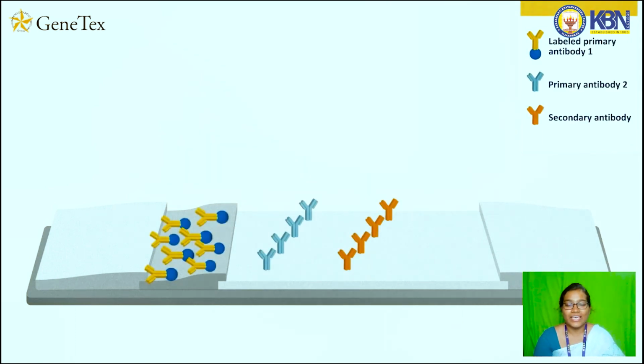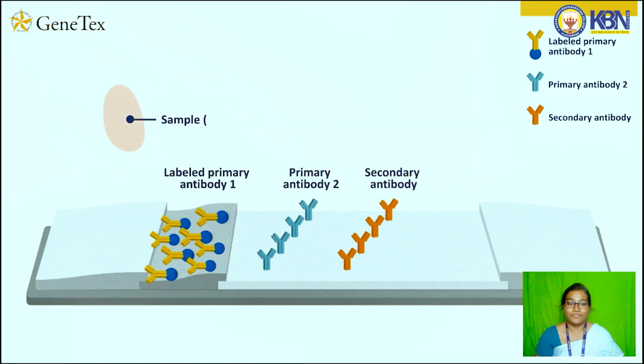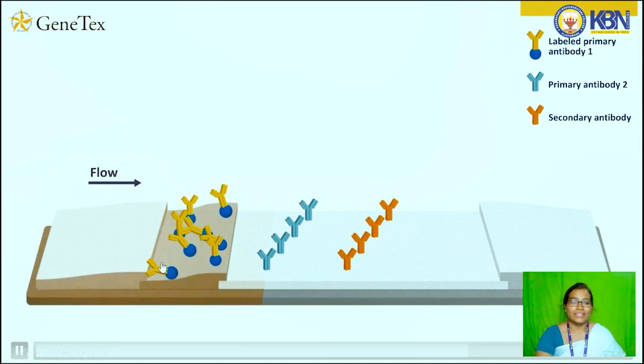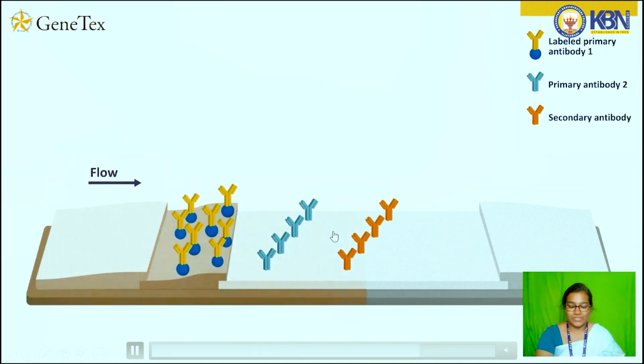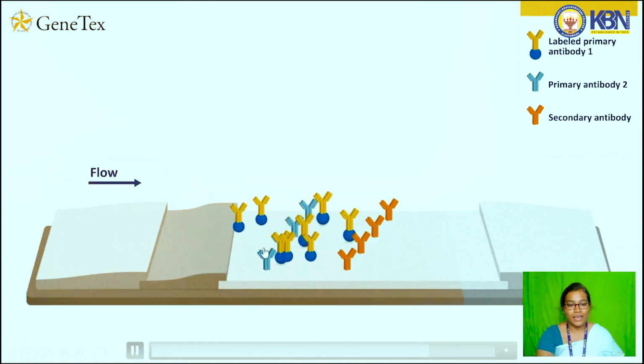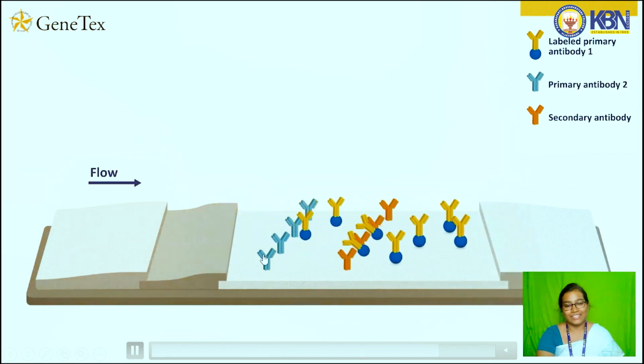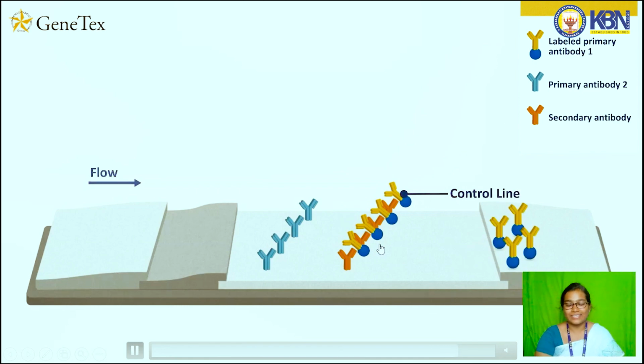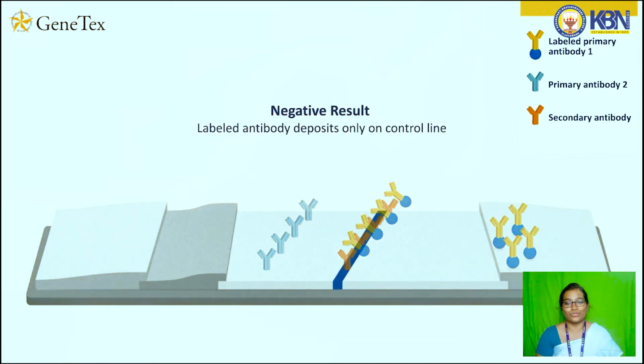And this is case number 2. What if the sample does not contain any virus? The flow happens in either case, but the test line stays untouched, whereas the control line interacts and we get the control in color. And that shows us the result is negative.